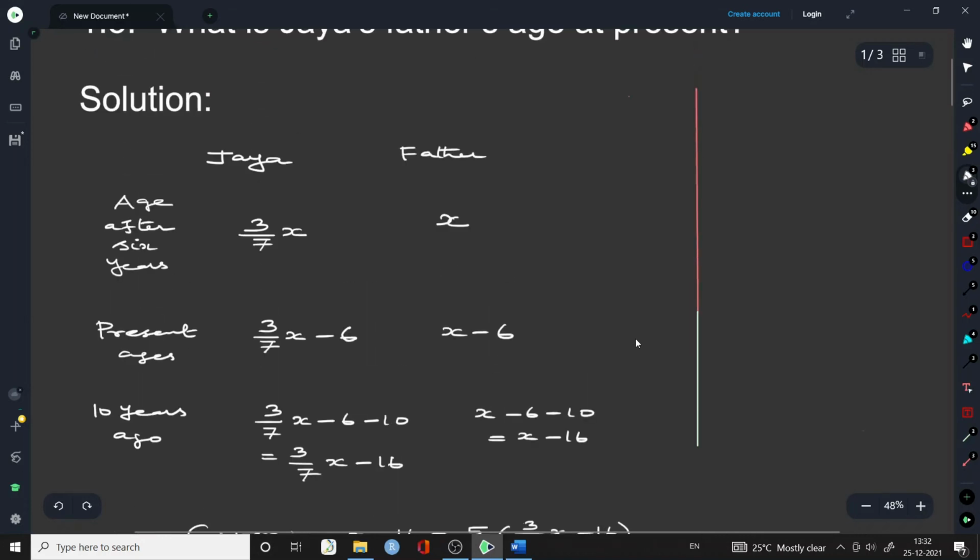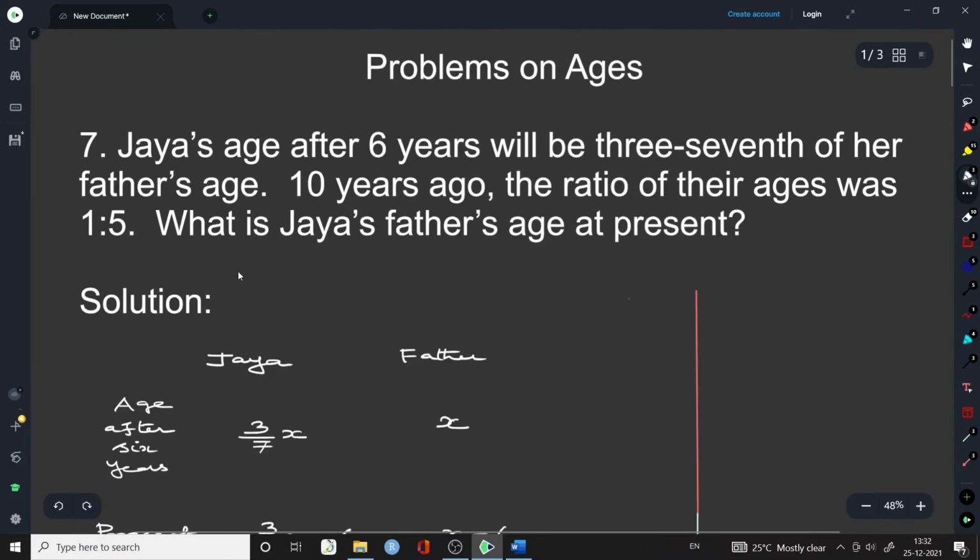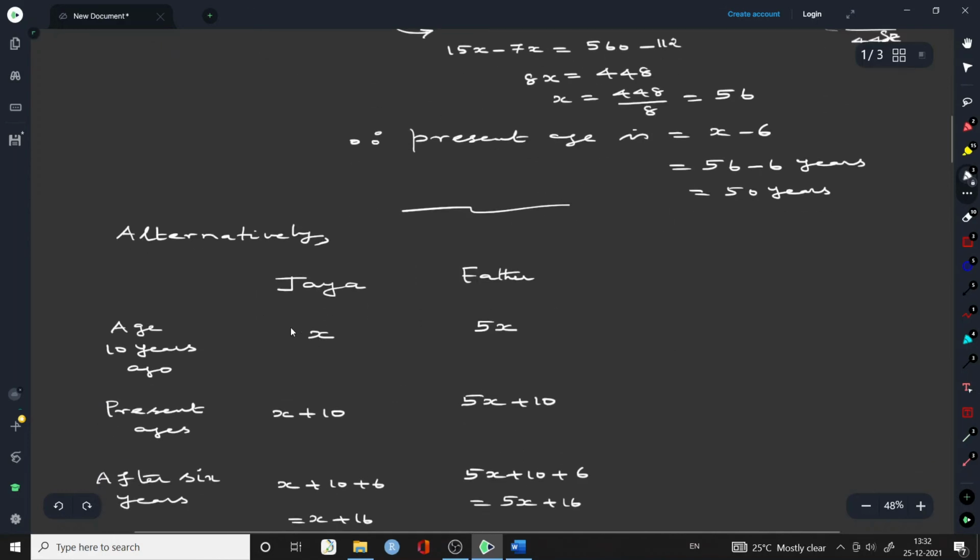Now in this problem what we have done is we have taken the ages of father and Jaya in the future, but we could have taken the ages in the past also. So if you do that, do we get the same answer? Yes, we are going to get the same answer if you proceed by that method. So alternatively, you take Jaya's age to be x and father's age to be 5x. Why is it so? Because we are given that 10 years ago the ratio of Jaya's age to the father's age is 1 is to 5 in the problem. So making use of that, Jaya's age is 1x, father's age is 5 times Jaya's age.